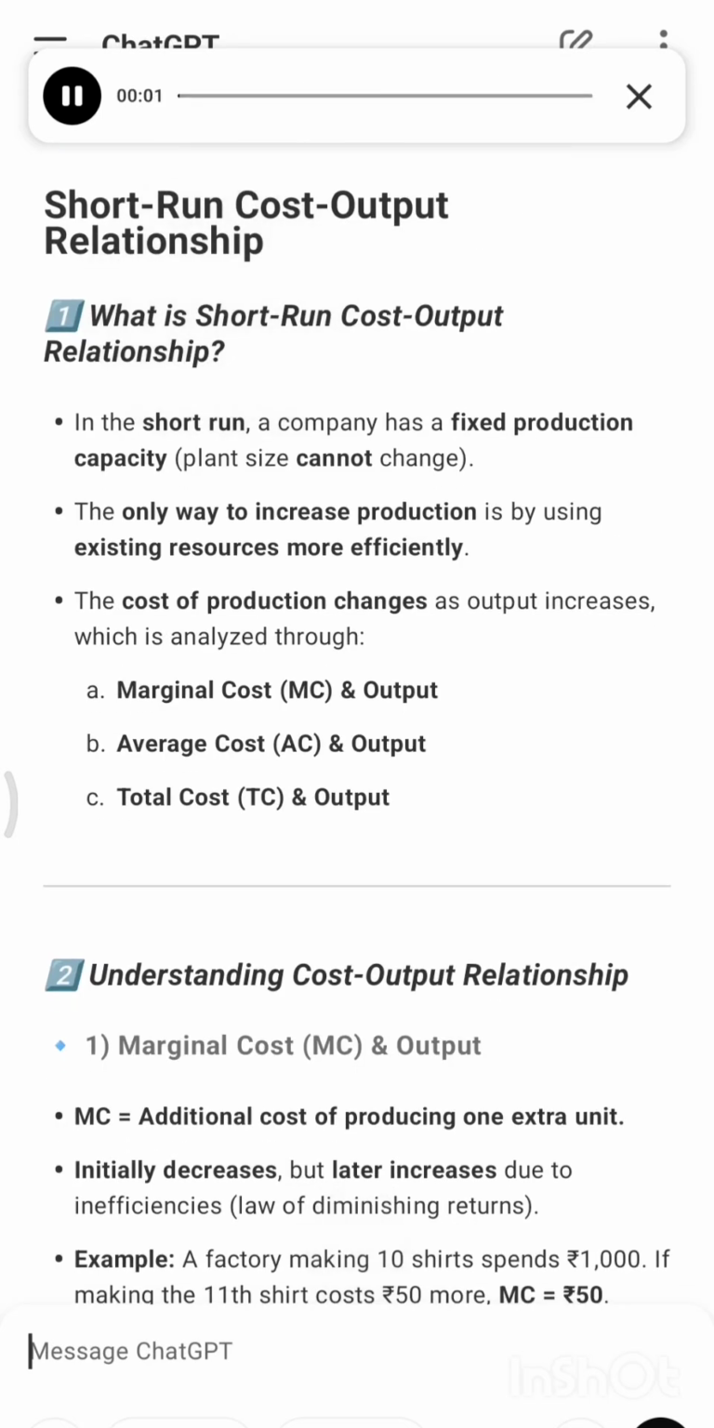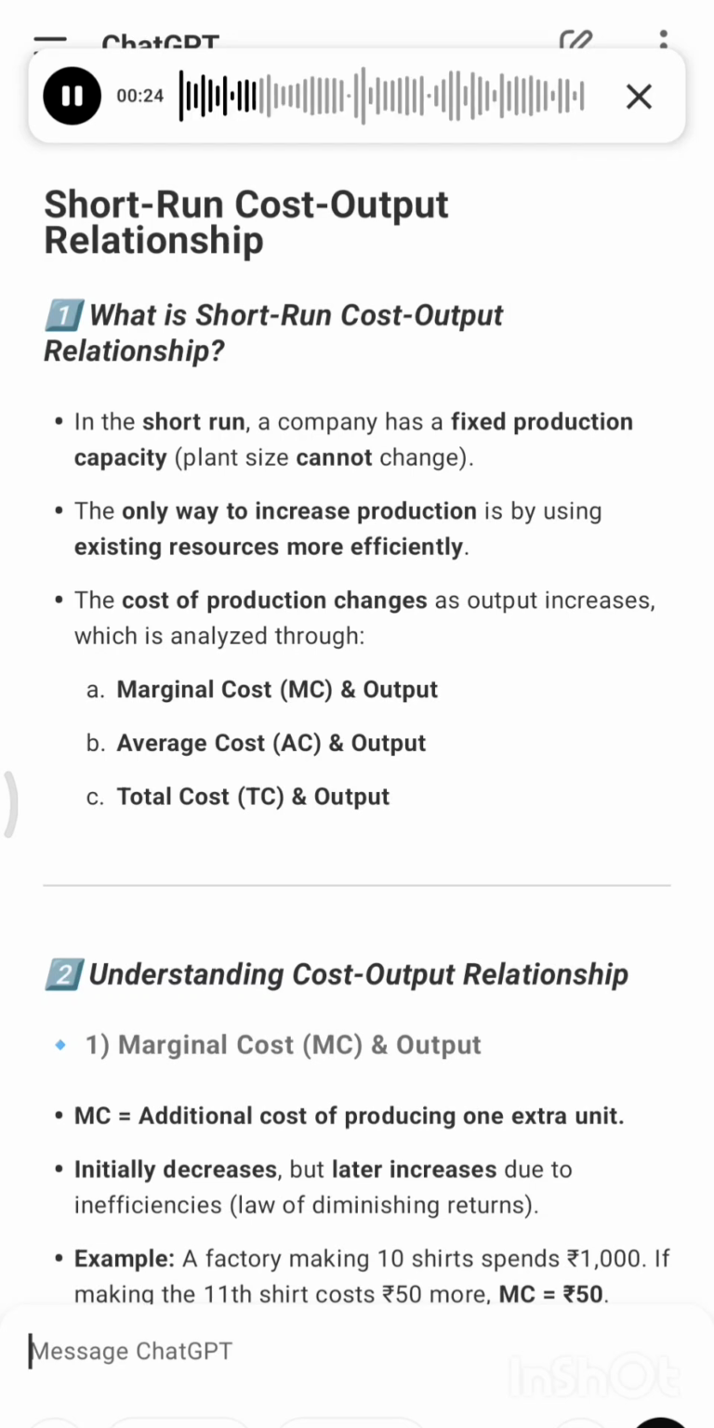short-run cost-output relationship. What is short-run cost-output relationship? In the short run, a company has a fixed production capacity. Plant size cannot change. The only way to increase production is by using existing resources more efficiently. The cost of production changes as output increases, which is analyzed through 1. Marginal cost, MC, and output. 2. Average cost, AC, and output. 3. Total cost, TC, and output.